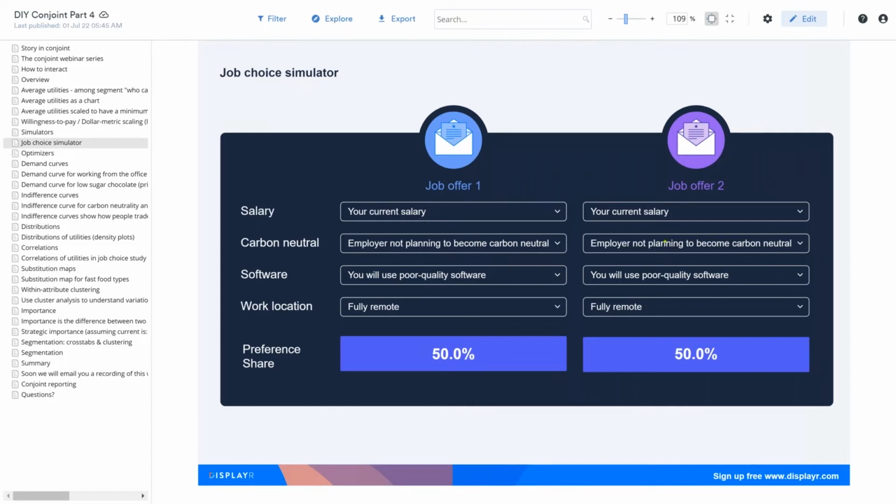And so I've put here on both sides a common current situation, which would be not planning to become carbon neutral, using poor quality software, fully remote. And you can see here we get 50% preference because they're identical. So to use the jargon, an employee will be indifferent between them. Okay, now a lot of companies are saying, you must come back to work. What happens?